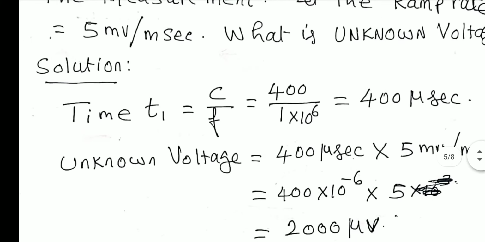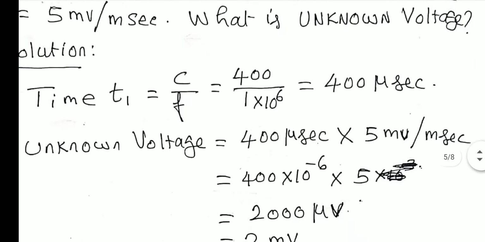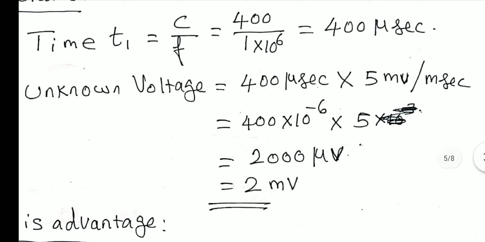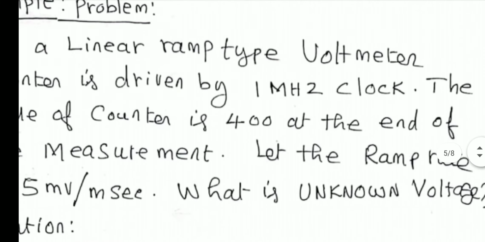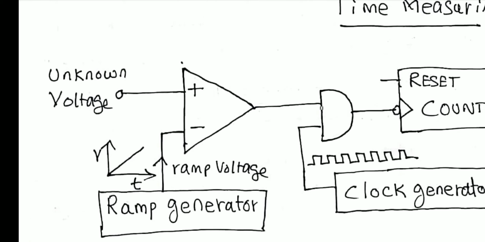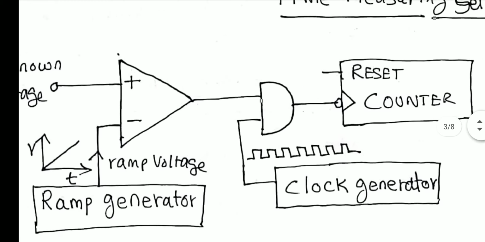Now we know the T1. So the unknown voltage is nothing but time into ramp rate. So 400 microsecond into 5 millivolt per millisecond. So it's nothing but 2000 microvolt, or 2 millivolt. So the unknown voltage is 2 millivolt. The idea is, when your unknown voltage is 2 millivolt and your ramp voltage is 5 millivolt per millisecond, and count.